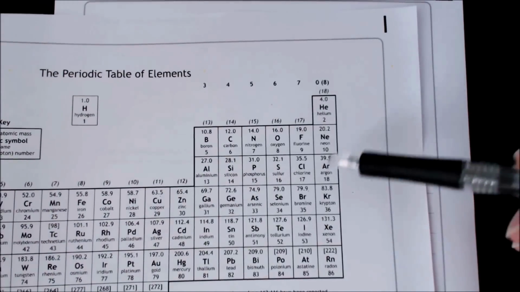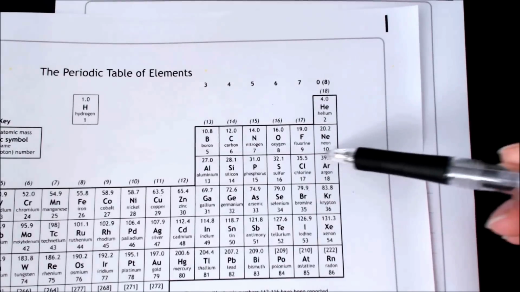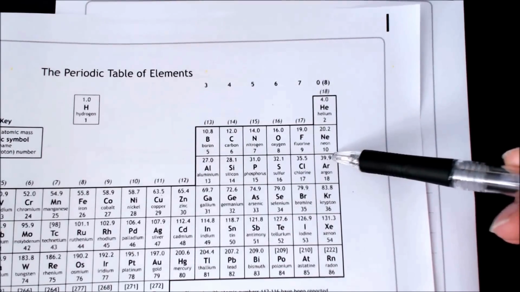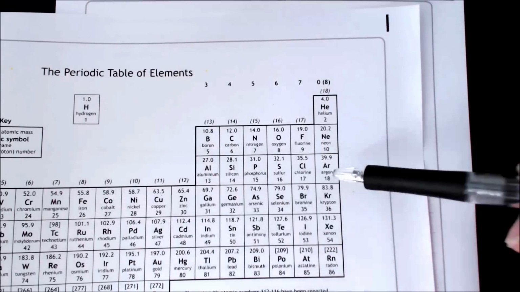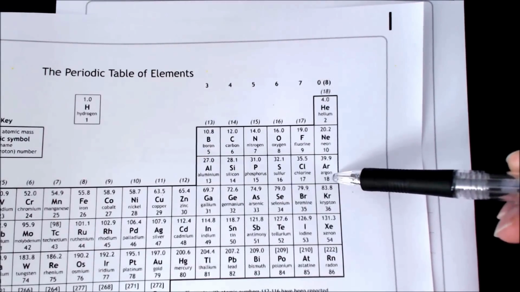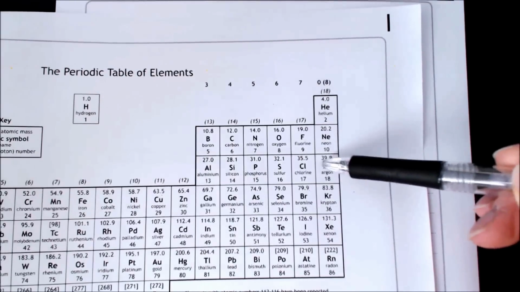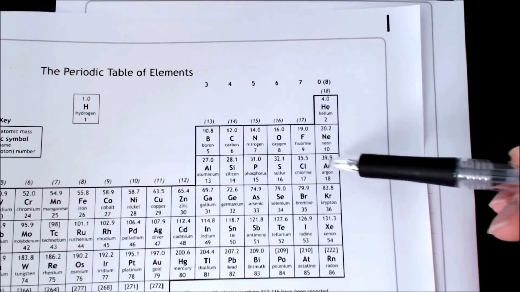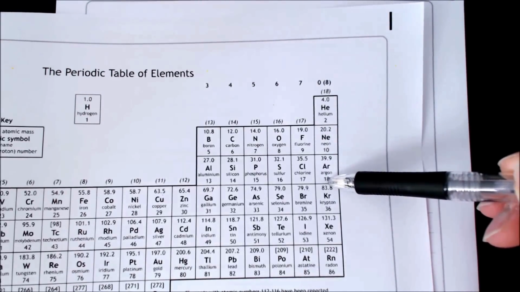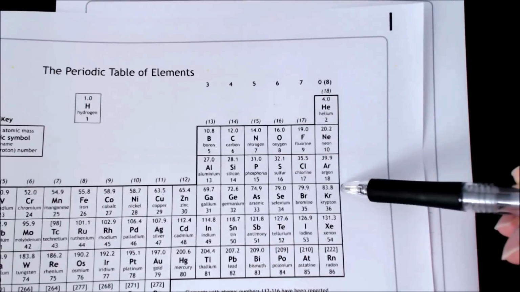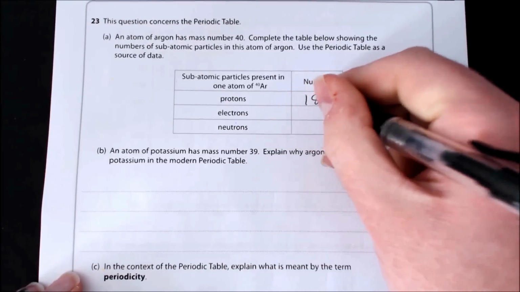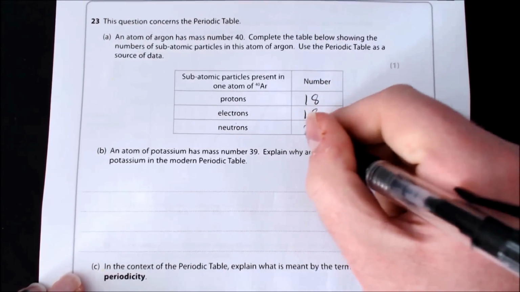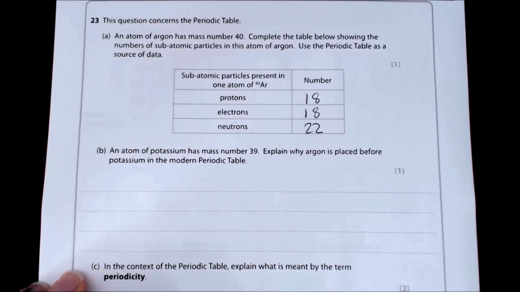So if you find argon, argon's here. You can see we've got 39.9 as the mass number and 18 as the proton number. So the number of protons is 18. The number of electrons is the same as the number of protons, so that's going to be 18. And then to find out the number of neutrons, we round that to 40. So do 40 minus 18, and that leaves us with 22 neutrons, and that's how we work it out. So let's pull this back in. So this is going to be 18 electrons and 22 neutrons, and so that gets you the 1st mark.